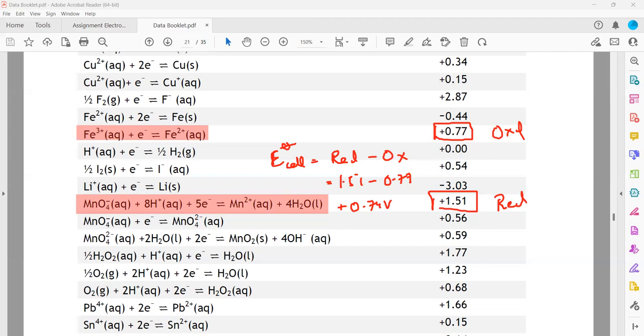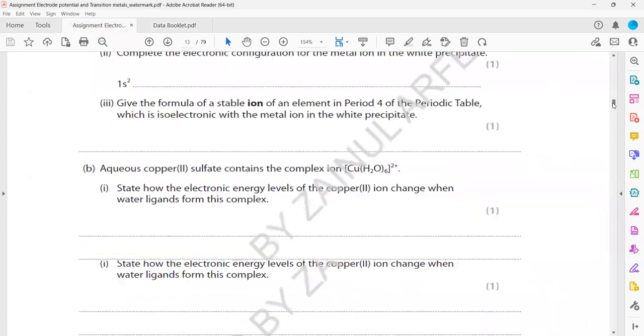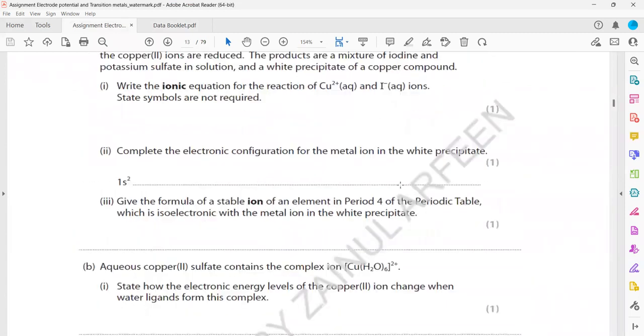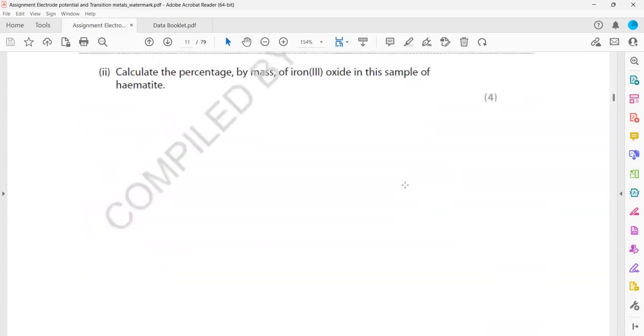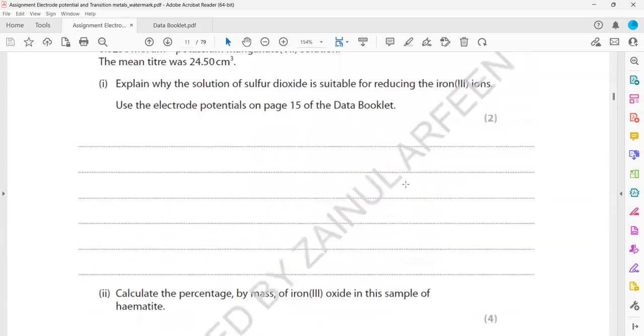And better write positive, because a positive sign of the electrode potential of the cell shows that entropy increases, or this reaction is feasible. So that was how we work it out.